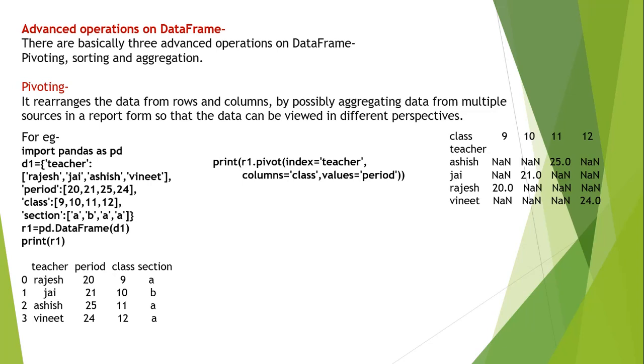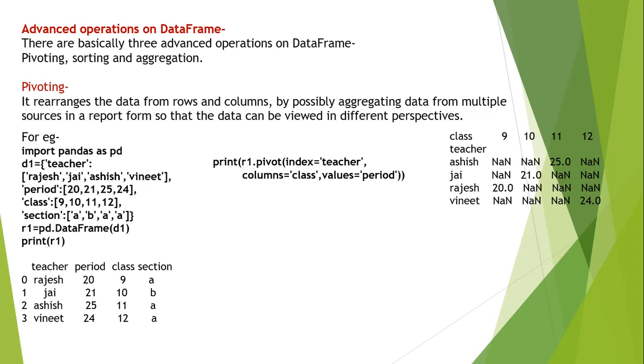Also, the teacher who does not have a period in a particular class has been given NaN, that is, not a number. As we have discussed in the earlier video tutorials, if any particular value is not there for a particular index or column, it is replaced by NaN. So by using pivot here, we have just focused our attention on teacher, classes, and their periods. There was no need for section, and without section we are referring to all the data here.